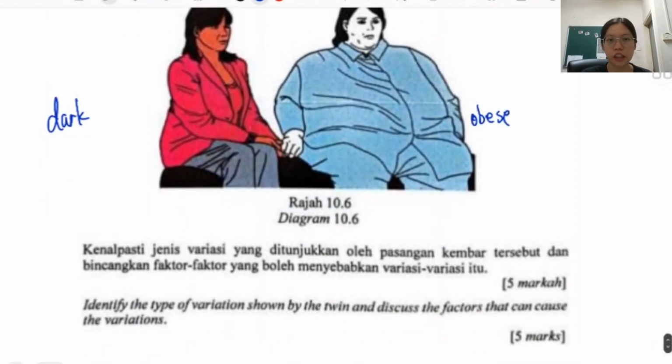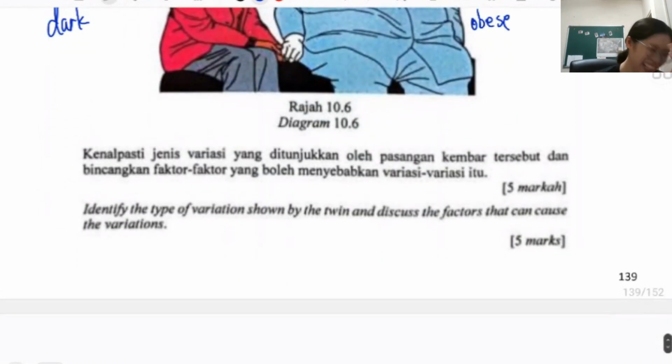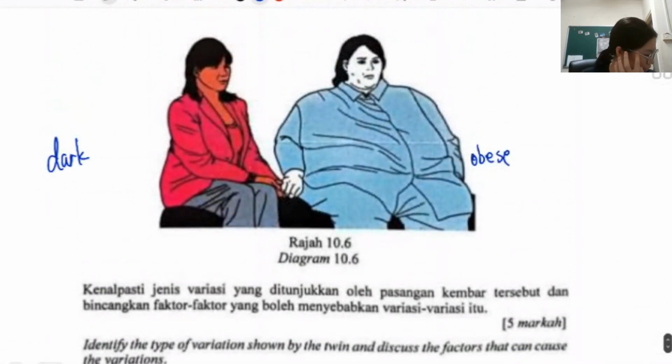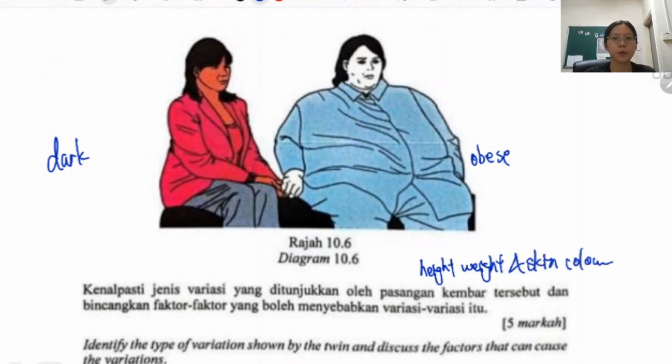Both are actually continuous. Sorry, I made a mistake there. If you take a look at the textbook, the examples of continuous variation they give are height, weight, and skin color. So it is a continuous variation.